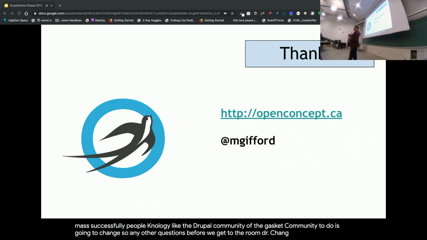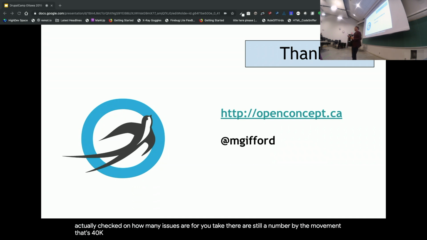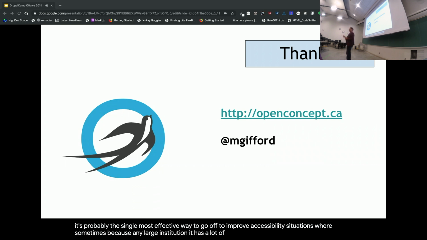The WCAG 2.1 issues are, I mean, there's only 30 issues for the WCAG 2.1. There's a lot more issues on accessibility. And I haven't actually checked on how many issues there are for ATAG. There are still a number of other ones that are addressed for ATAG. But I do a lot of presentations on ATAG as well. ATAG is really powerful. It's probably the single most effective way to improve accessibility in an institution's website. Because any large institution that has a lot of authors creating content, it's a worthwhile investment to help them be able to create accessible content.